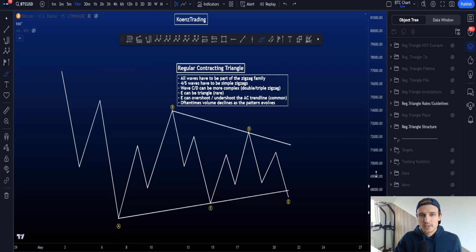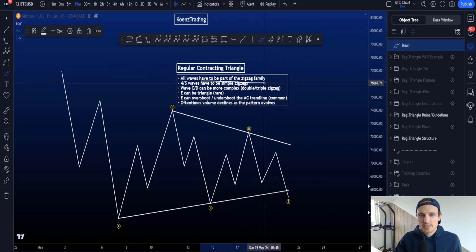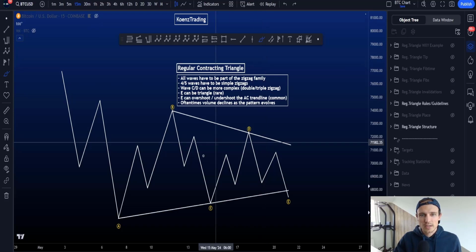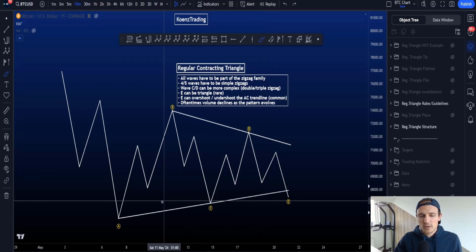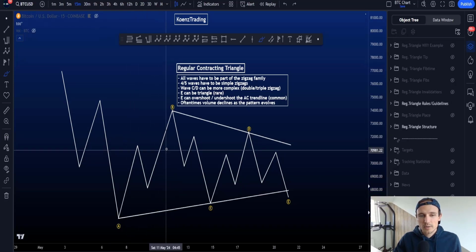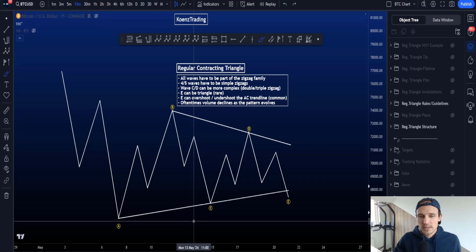All the waves in a triangle have to be part of the zigzag family, either a simple, a double, or a triple zigzag. 4 out of the 5 waves, however, have to be a simple zigzag structure in an ABC to the upside or an ABC to the downside.